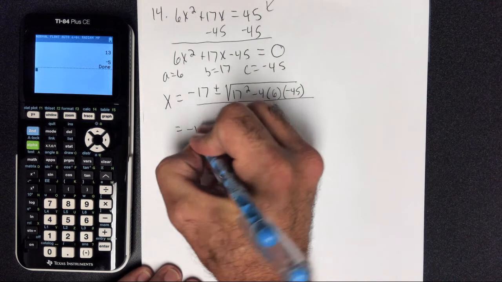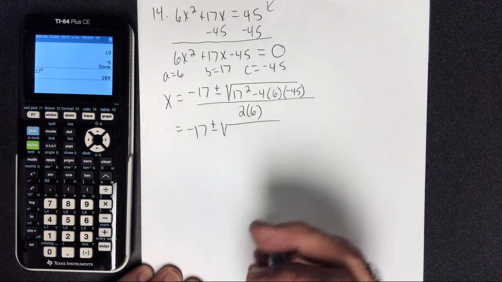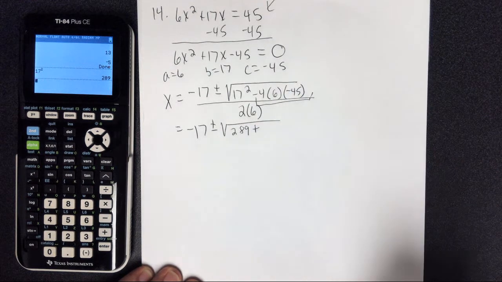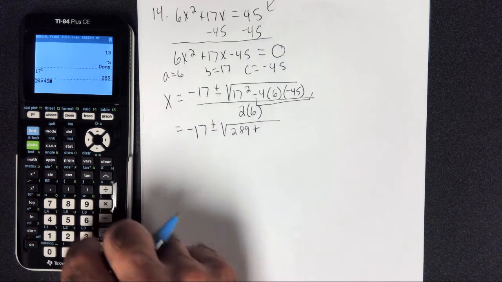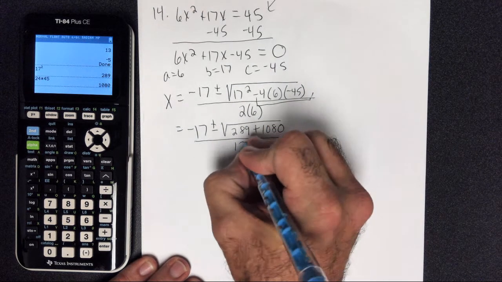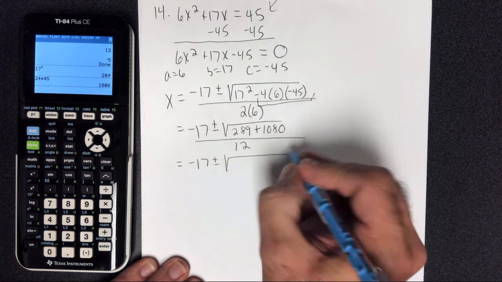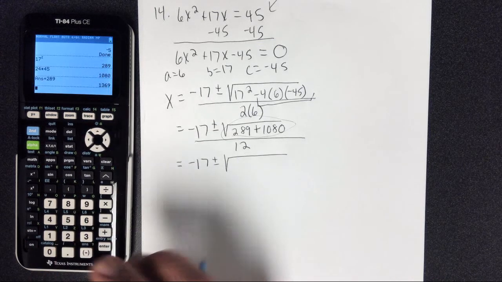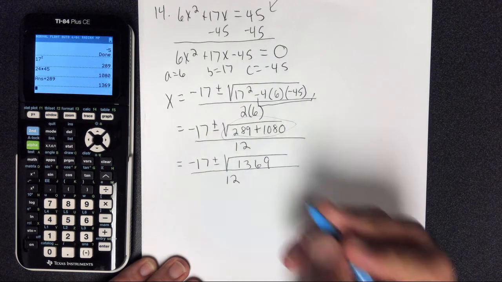Alright, so that's negative 17 plus or minus 17 squared, which is equal to 289. Notice this side has two negatives, so that's going to be a positive again. So let's see, 4 times 6 is 24. 24 times 45 is going to give me 1,080. All that's over 2 times 6, which is 12. Alright, so here we go, negative 17 plus or minus. Next thing we want to do is add that stuff under that radical. So 1,080 plus 289 is going to give me 1,369. All that's over 12.